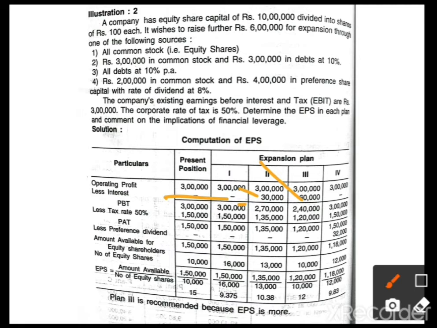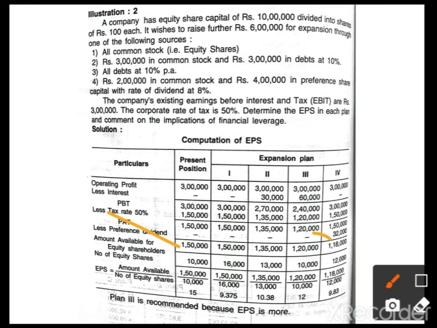Then we'll get a profit after tax: 1 lakh 50, 1 lakh 50, 1 lakh 35,000, 1 lakh 20, and 1 lakh 50. And after that, less dividend to preference shareholders. It is only in plan 4 directly. 6 lakh into, sorry sir, not 6 lakh, because out of 6 lakh, 4 lakh is only preference shares. 4 lakh into 8%, so we'll get 32,000 as dividends payable to preference shareholders.